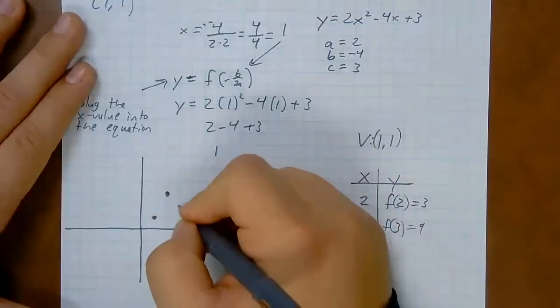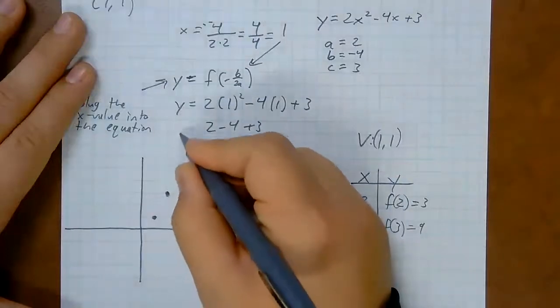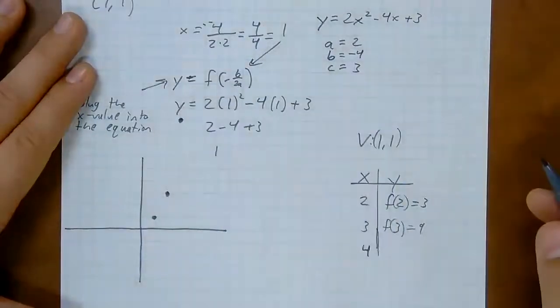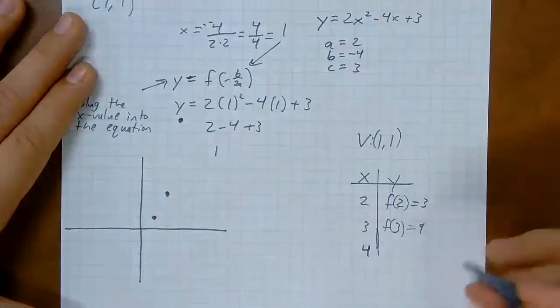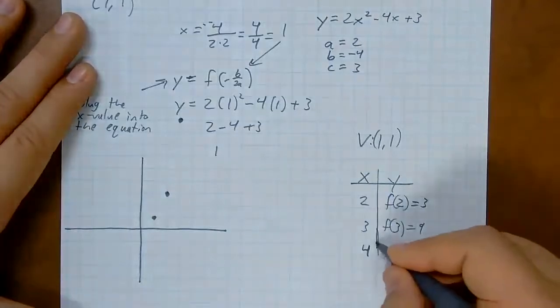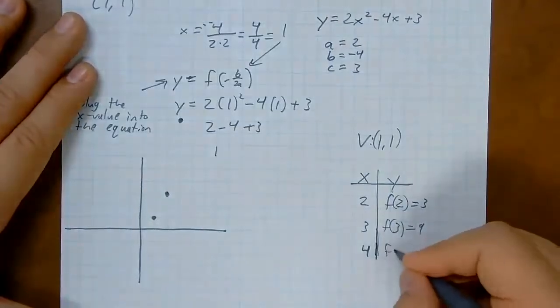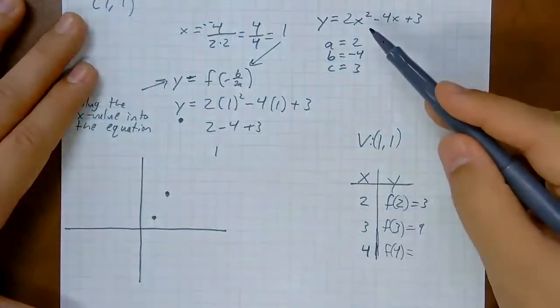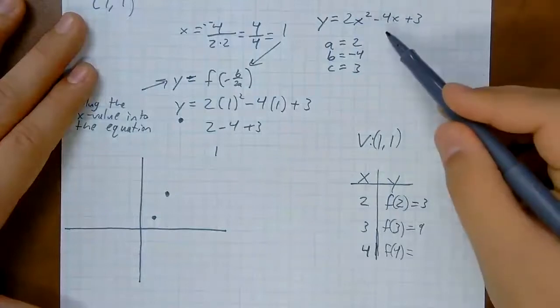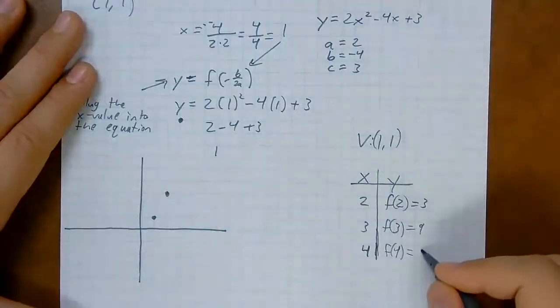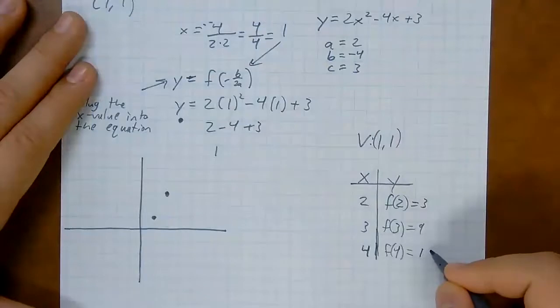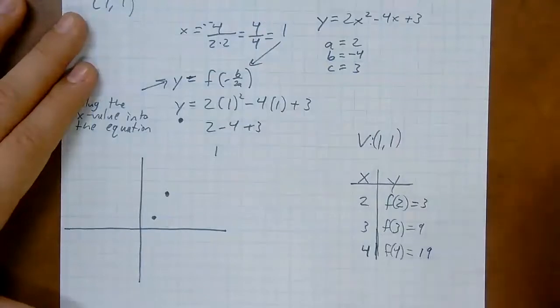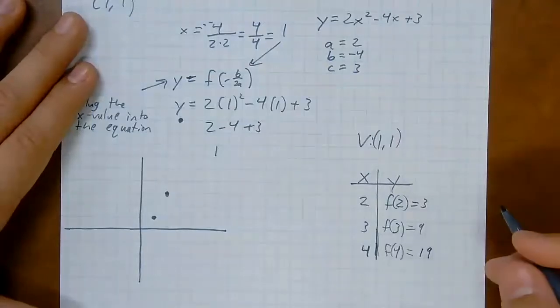Okay. 1, 2, 3, 4, 5, 6, 7, 8, 9. I don't think 4 is really going to show up on this page. F of 4, let's see, 16, 32 minus 16 is 16 plus 3 is 19. Okay. So that doesn't show up.